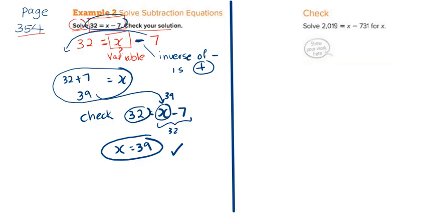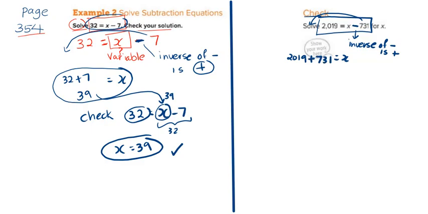Right, going to the check question. Solve 2019 equals x minus 731. You can see again there's a subtraction. So we're going to use the inverse, meaning the opposite. The inverse of minus is plus. So to find this, we're going to add. To find our x value, we're going to say 2019, because that was there first, and we're going to add the 731, not subtract it, to get our final answer for x.